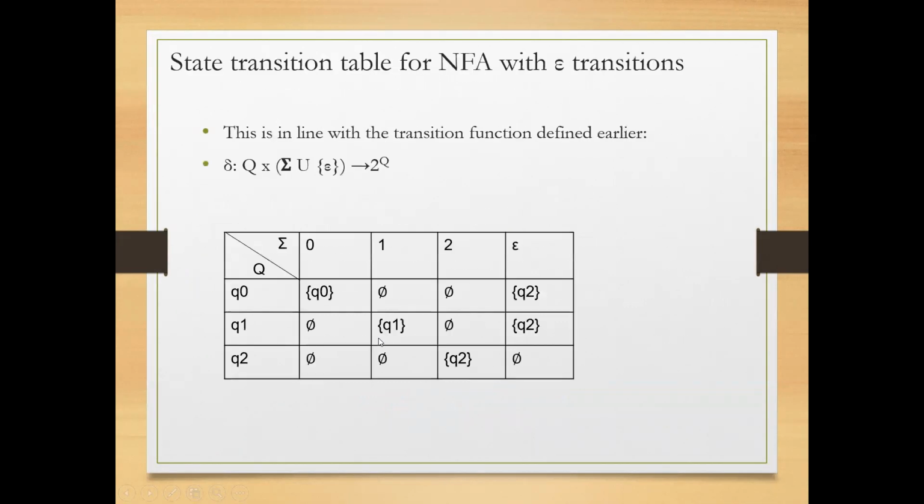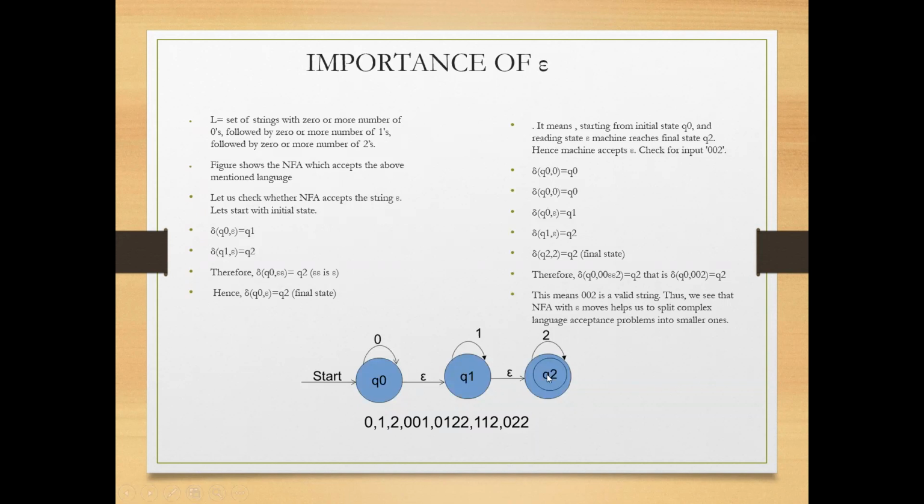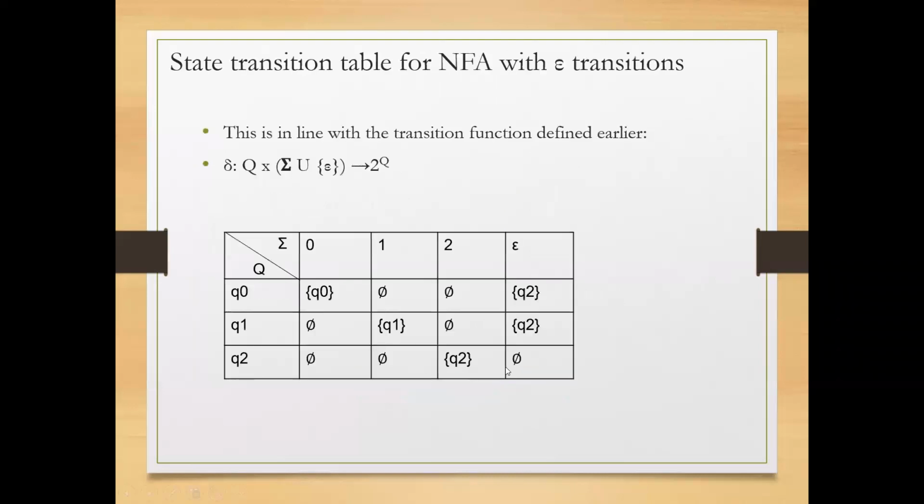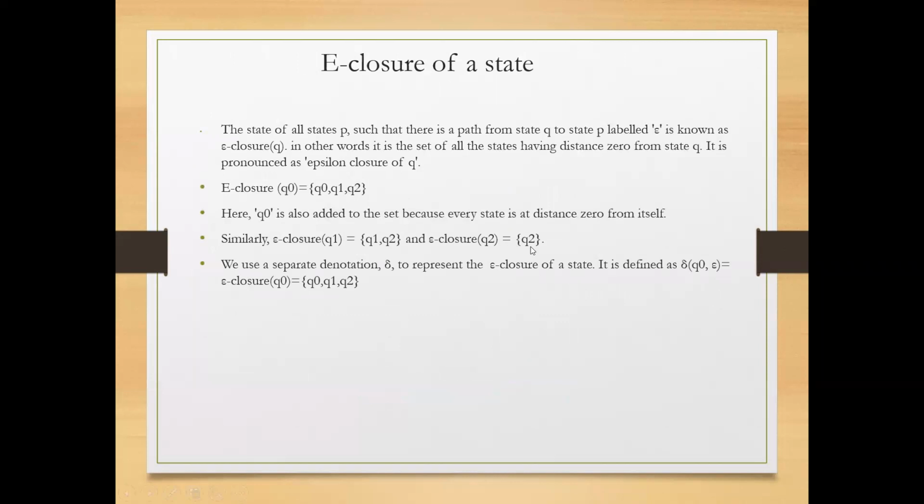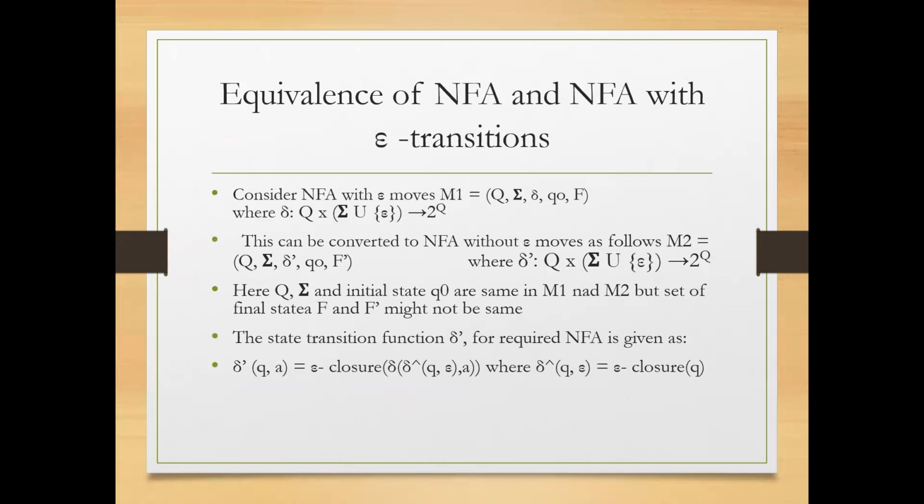Similarly, for the epsilon closure of Q1, there is a path on an epsilon move from Q1 to Q2. That is the reason Q2 is added in the epsilon closure of Q1, and Q1 itself is at 0 distance, so Q1 is also there in the epsilon closure of Q1. And the epsilon closure of Q2 is Q2. Okay, the separate notation we use for epsilon closure is this delta, and on it we put this symbol, just to make it clear that the meaning of this is epsilon closure.